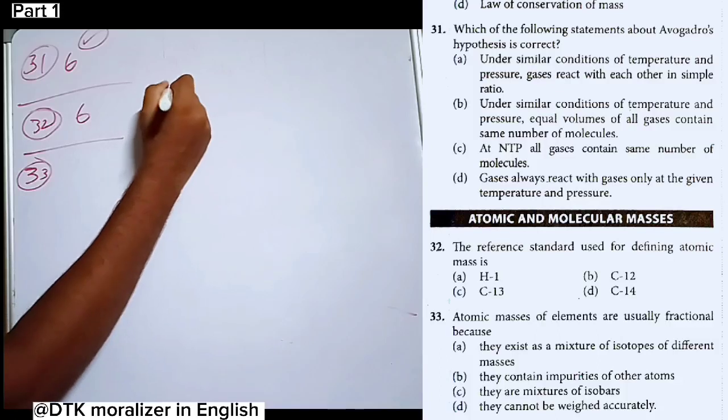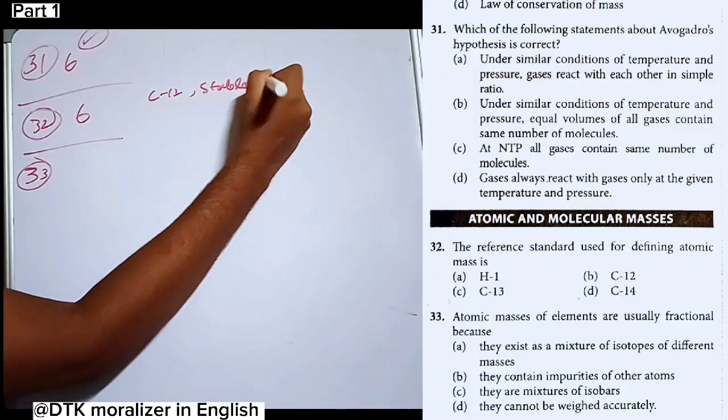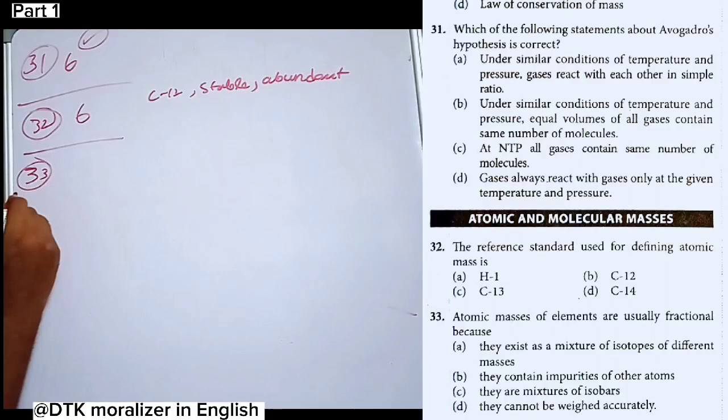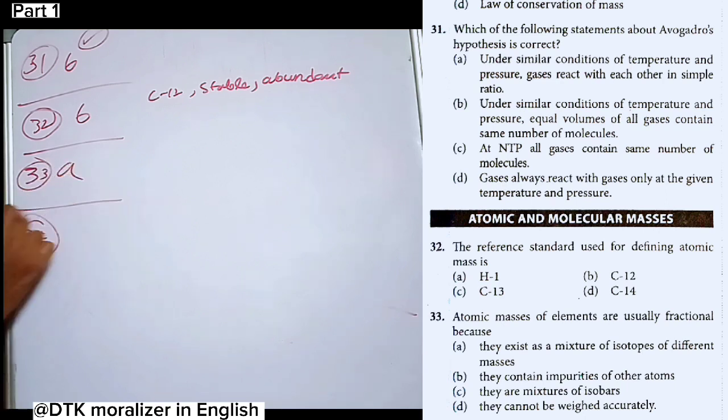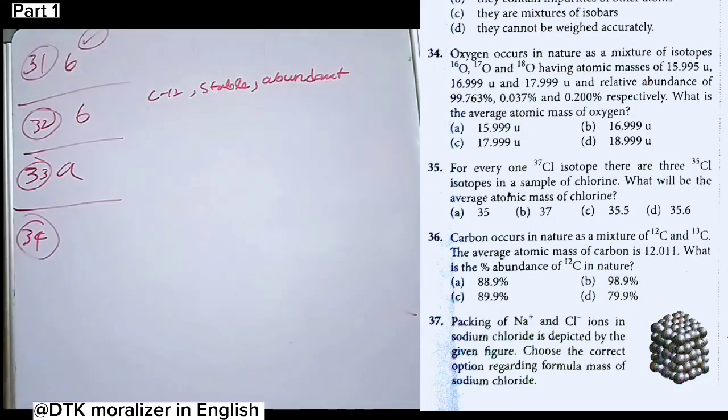Now question number 32. The reference standard used for defining atomic mass is option B. Now question number 33. Atomic masses of elements are usually fractional because they exist as a mixture of isotopes of different masses. They contain impurities of other atoms. They are mixtures of isomers. They cannot be weighed accurately. Option A: they exist as a mixture of isotopes of different masses. Now question number 34.